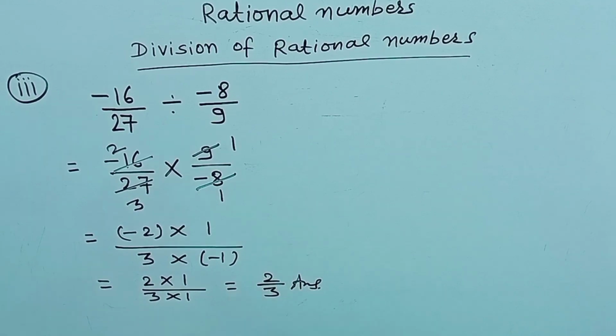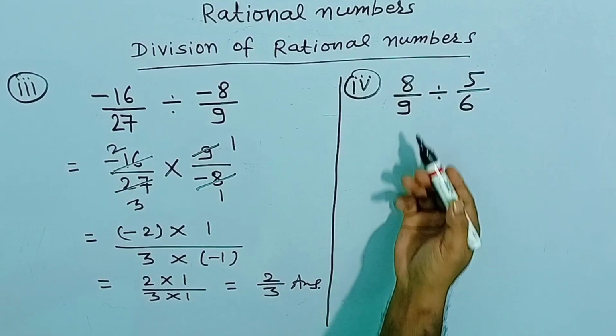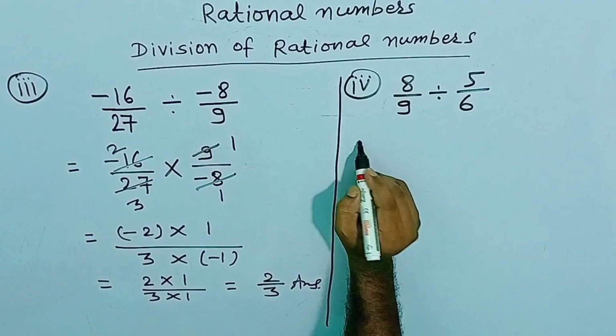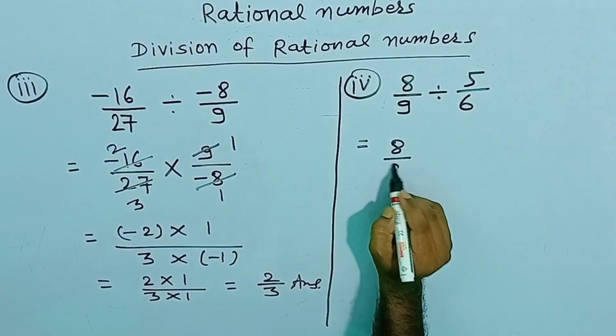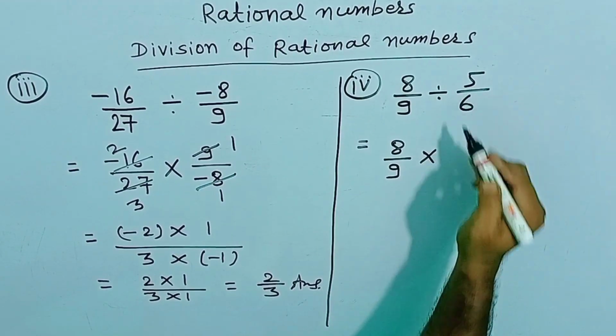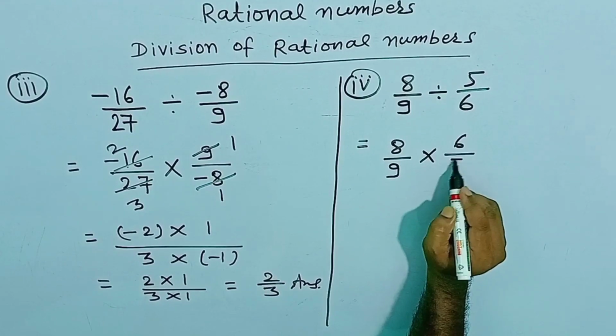2 by 3 हमारा answer हुआ। So यहाँ हम एक और example देखेंगे, 8 by 9 divided by 5 by 6 is equal to हम लिख सकते हैं 8 by 9 into reciprocal of 5 by 6, that is 6 by 5.